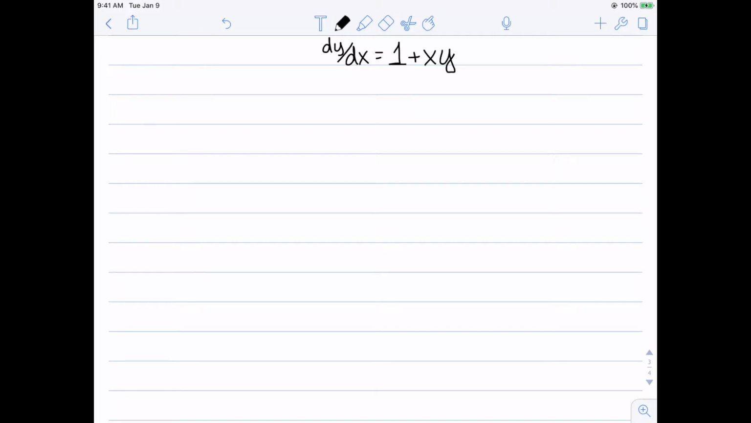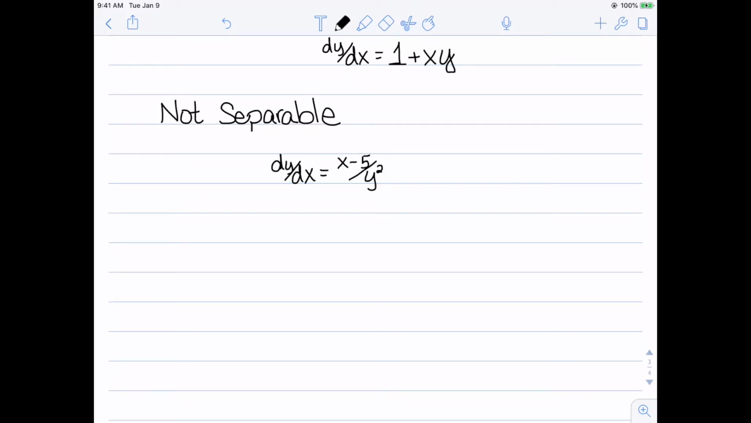Here I have dy/dx is equal to 1 plus xy, and this is an example of something that's not separable. In particular, this right-hand side, I can't factor it like I could the last example. So I won't be able to separate the x's and the y's because, in particular, of this plus 1.